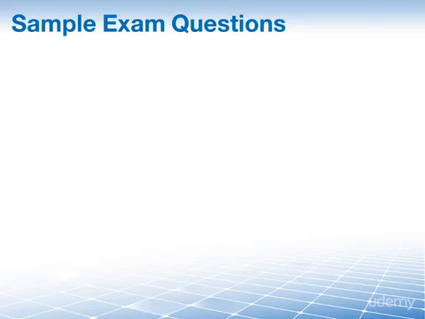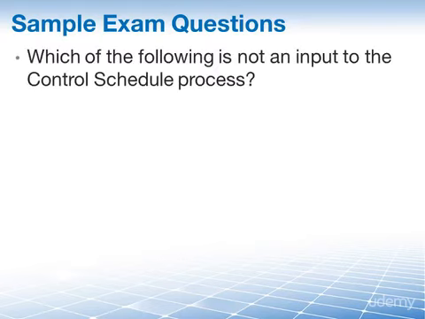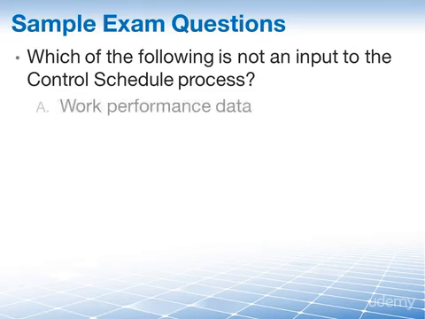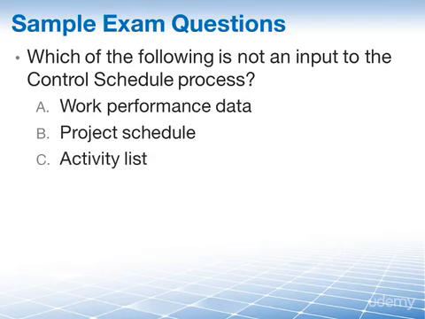We have a second exam sample question for you, and it reads as follows. Which of the following is not an input to the control schedule process? Is it A, work performance data, B, project schedule, C, the activity list, or D, the project calendars? Think about this. Which one is not an input to the process?